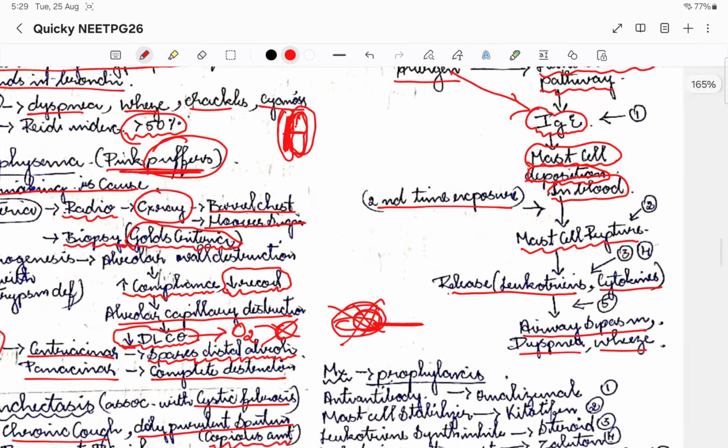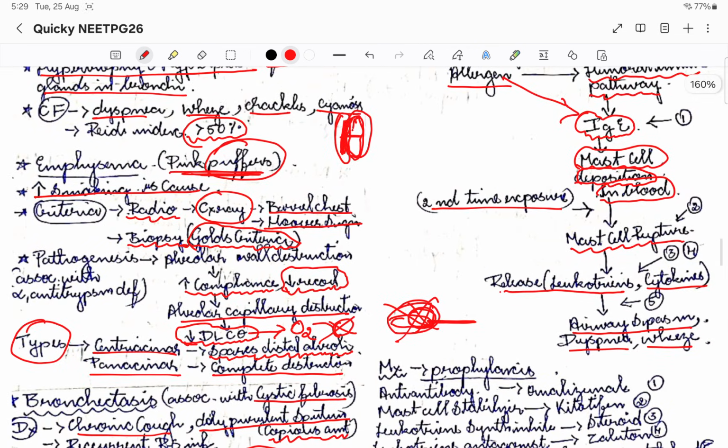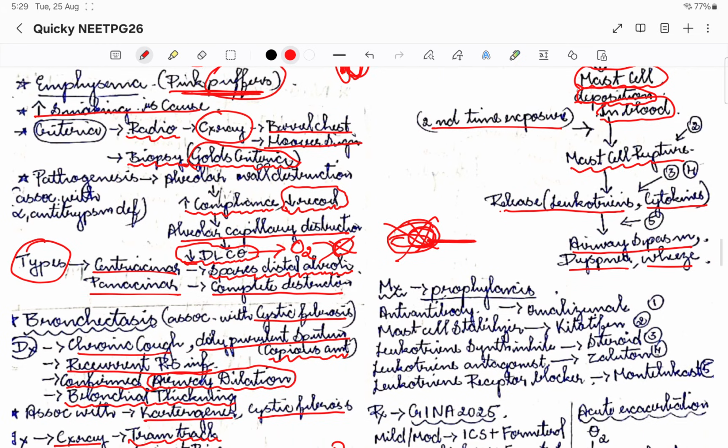Now at each level we can target this and treat asthma. The anti-antibody, that is anti-IgE, is omalizumab. There are other new drugs that have come up now, not only omalizumab. Omalizumab is a very costly drug, almost 30,000 to 50,000 per injection. Please go through the other advancements if you are interested. There might be a question on the newest antibodies being given for asthma treatment.